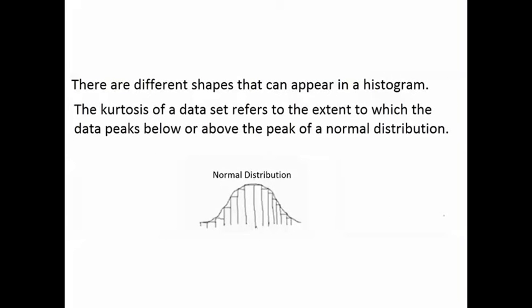Now we talked about the skewness of a data set, now we'll talk about the kurtosis of a data set. The skewness of a data set has to do with whether it peaks to the left of a normal distribution or to the right of a normal distribution. The kurtosis of a data set has to do with whether it peaks too high to be a normal distribution or too low to be a normal distribution. And there's two types of kurtosis that you can see in a data set.